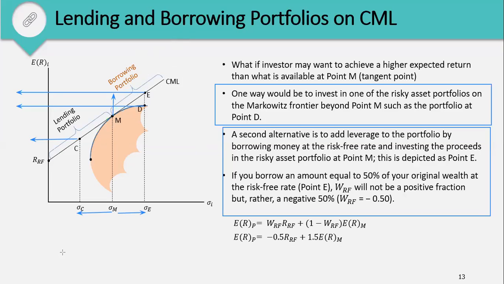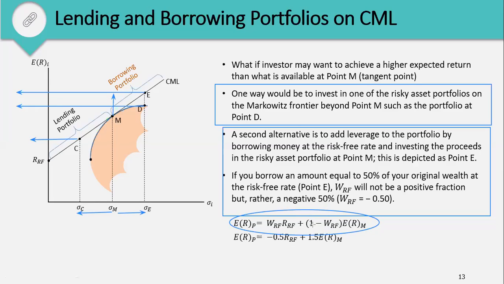If you all remember, this is the formula that we discussed earlier. The expected return of the portfolio is equal to the weight of the risk-free asset times the rate of the risk-free asset, plus 1 minus the weight of the risk-free asset, which means the weight of the market portfolio. As we all know, there are only two assets here: the risk-free asset and the market portfolio.